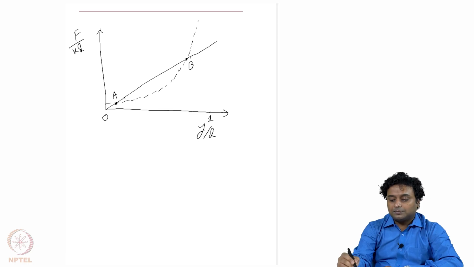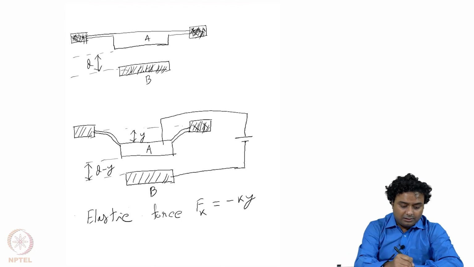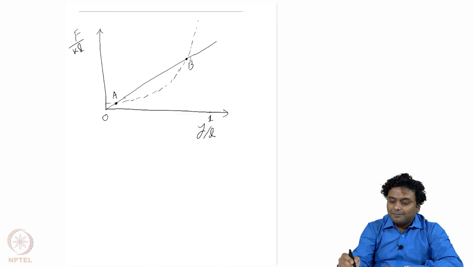But the interesting point is here, now if because of some perturbation the top plate goes down even a little more, then what happens is the electrostatic force is more than the elastic force, right. And in that case, the top plate will get more and more pulled in towards the bottom plate. So, this is called the pull-in phenomenon.